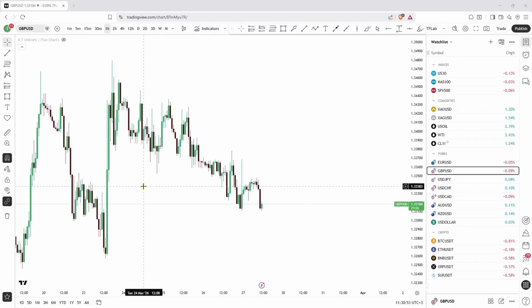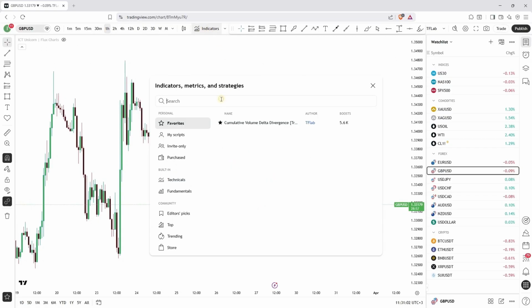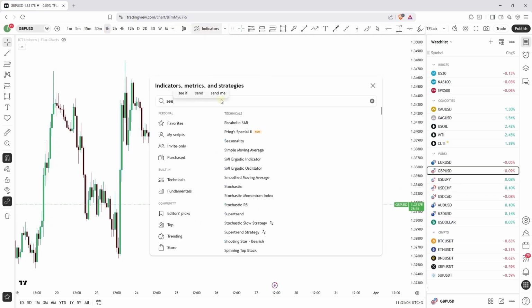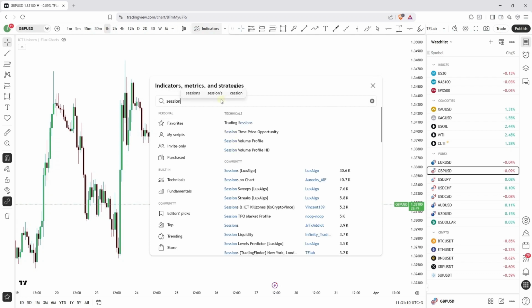All right, to see examples of method 4, which is related to the Asian session, to begin, you can navigate to the Indicators tab in TradingView and type Session into the search bar. After that, you will see several options for session indicators.